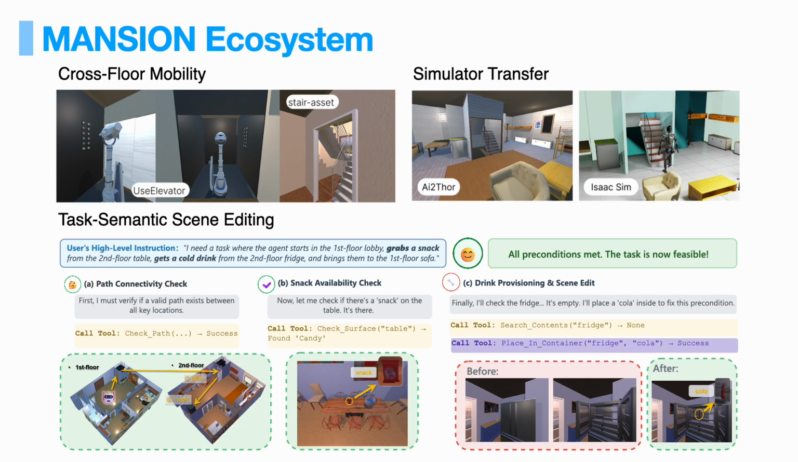Mansion also provides an executable ecosystem. First, we extend AI2-THOR with stair and elevator assets, and provide cross-floor atomic skill APIs such as take stairs, call elevator, and use elevator. Second, the generated scene data can be transferred from AI2-THOR to Isaac Sim. Third, we provide a task semantic scene editing agent. It checks paths, objects, and container states, and then performs minimal edits to make tasks executable. In this way, the same building can be reused for many language-defined embodied tasks.